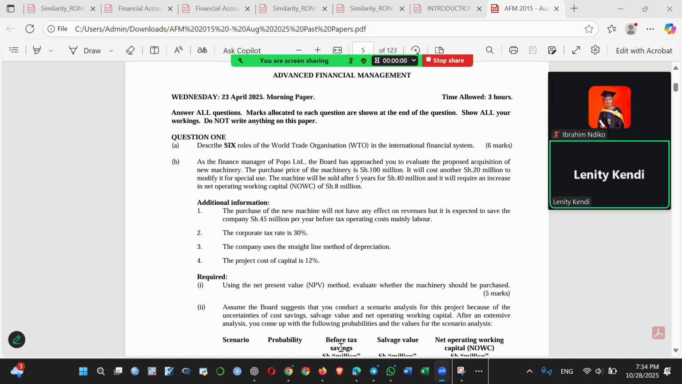The additional information: the purchase of the new machine will not have any effect on revenue, but it is expected to save the company 45 million shillings per year before tax operating costs, mainly labor. The corporate tax is 30%. The company uses the straight line method of depreciation. The project cost of capital is 12%. Required, using the net present value method, evaluate whether the machinery should be purchased.